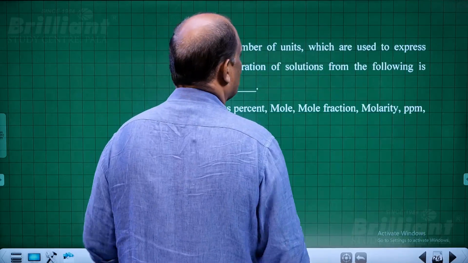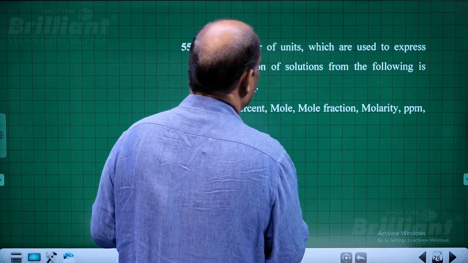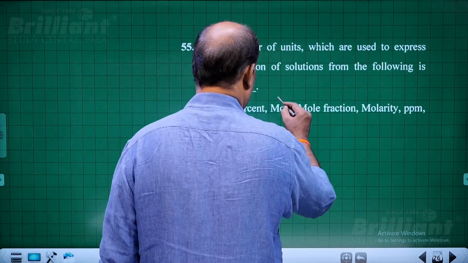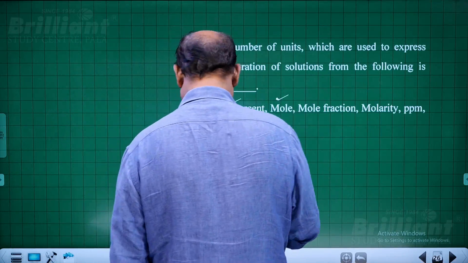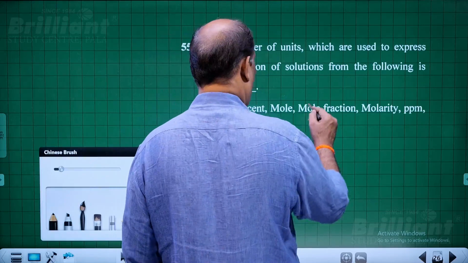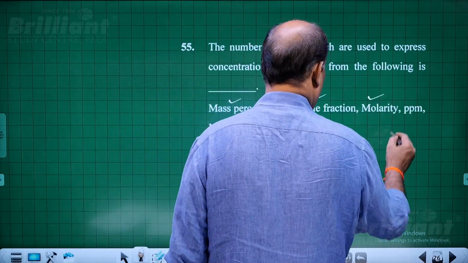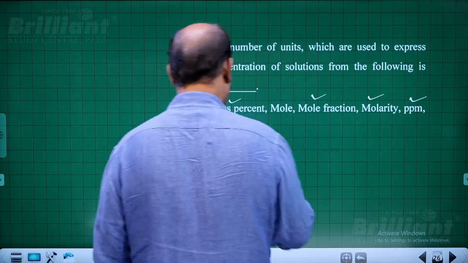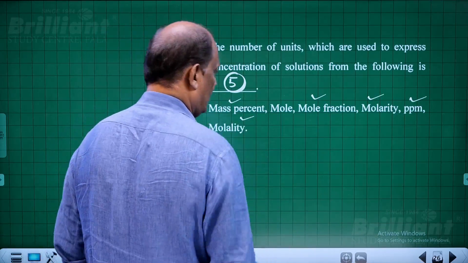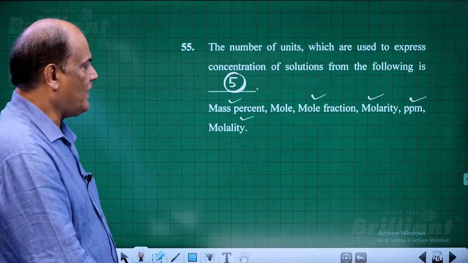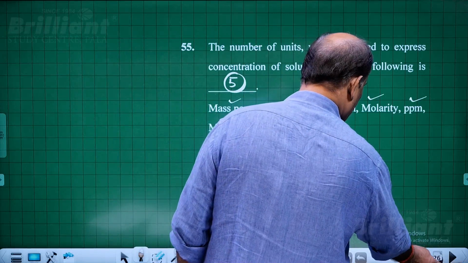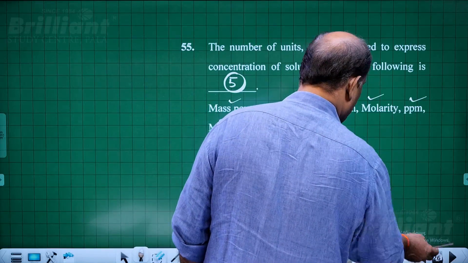The number of units which are used to express concentration of solution from the following. So mass percentage we can use, mole fraction, molarity, ppm for dilute solution, molality. So 5. We can use 5, not all of these.